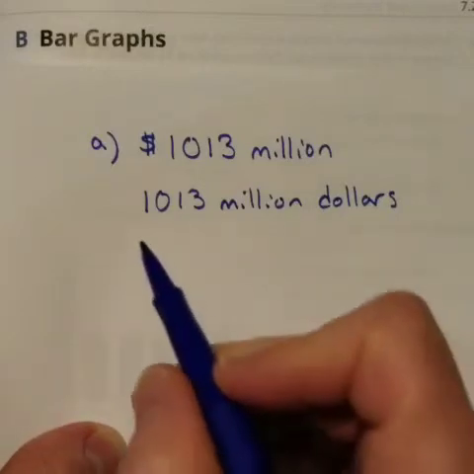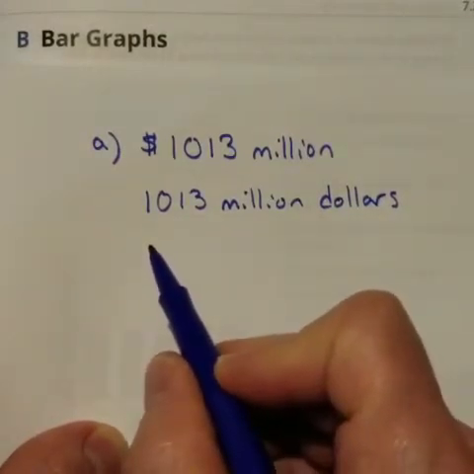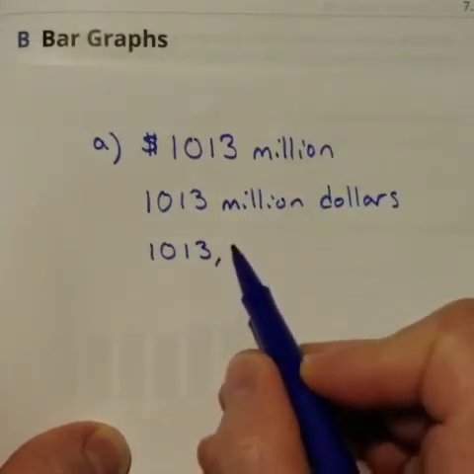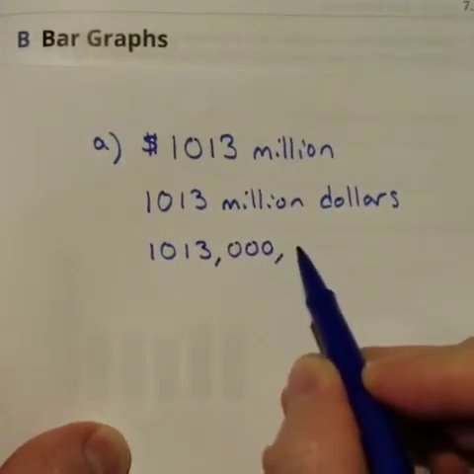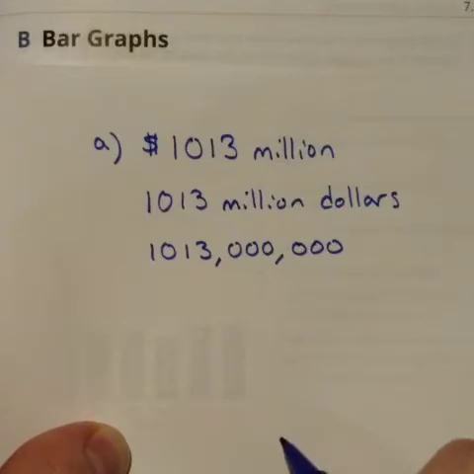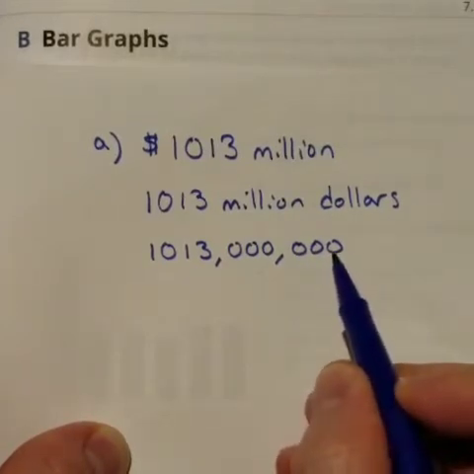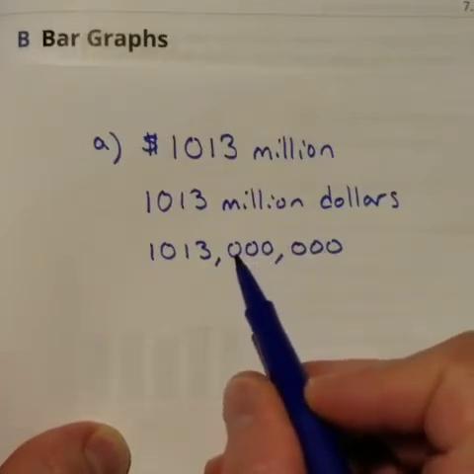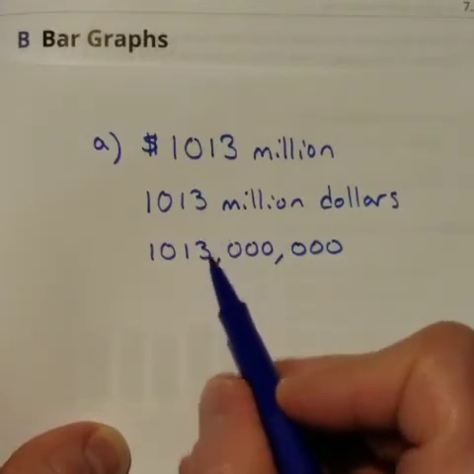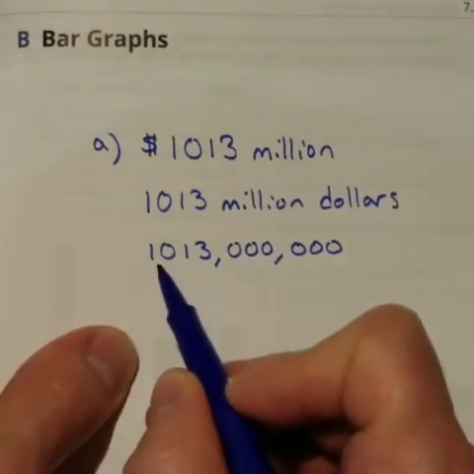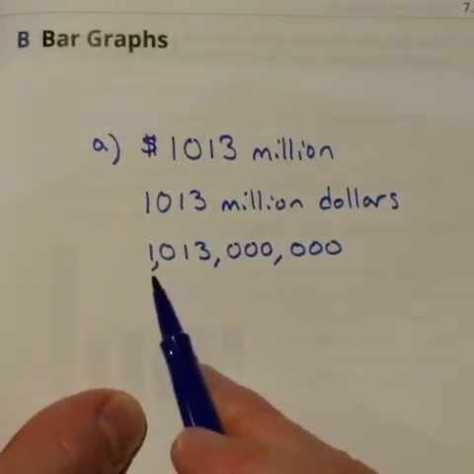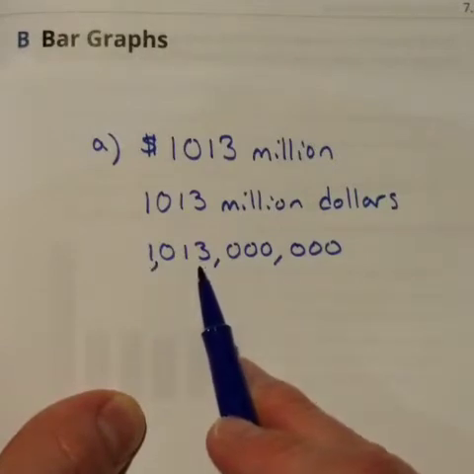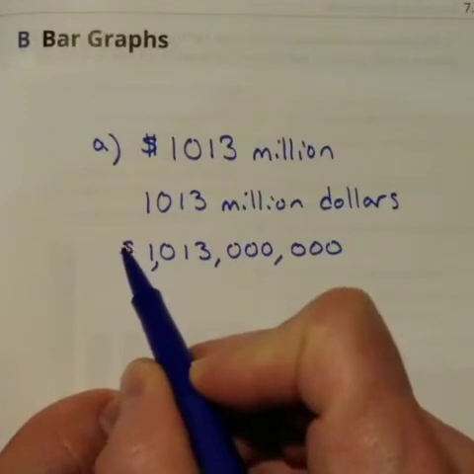Or another one would actually be to write out the full number. It'd be 1,013, and then million needs a bunch of zeros. You'd have 1, 2, 3, 4, 5, 6 zeros to get a million. The first set here are the ones, tens, hundreds, and then the thousands, 10,000s, 100,000s, and then you get the millions place. So as long as that 3 ends up in the millions place, you're okay. But notice I need another comma in there. And then I need my dollar sign in front.